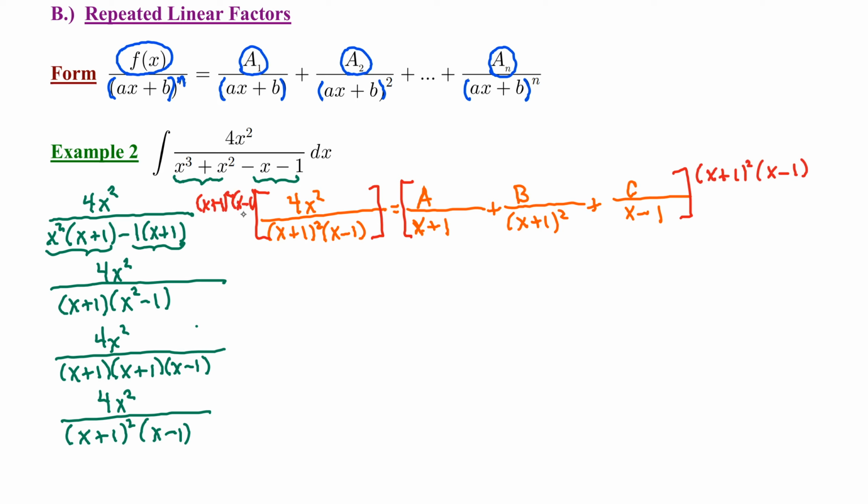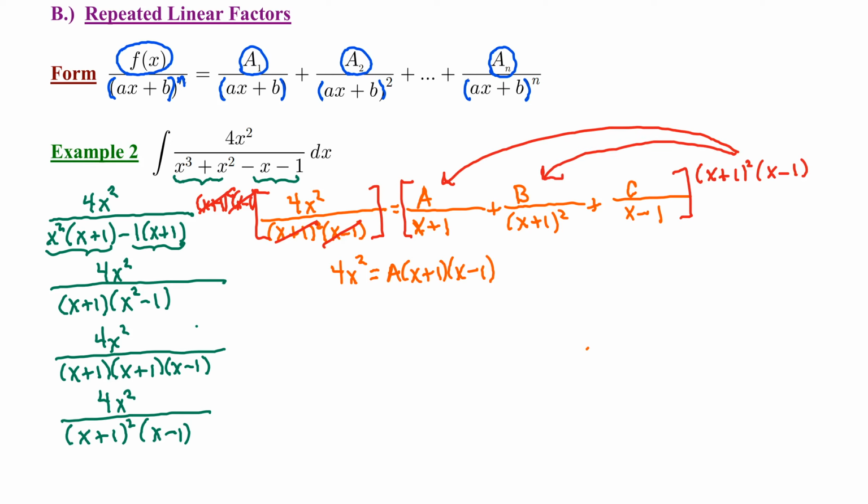Now, on the left side, when I multiply by the LCD, all of the denominators factor, and it simply leaves behind 4x squared. On the right side, we're going to distribute this lowest common denominator to each fraction. When I distribute it to the first term, notice we'll have an a left over. One of the x plus 1's cancels, leaving behind the factor x plus 1 and the factor x minus 1. Distributing to our second partial fraction, in this case, we notice that both the x plus 1 factors cancel, and that leaves behind x minus 1. And finally, distributing our lowest common denominator, we observe that the x minus 1 cancels, and that leaves behind x plus 1 squared.